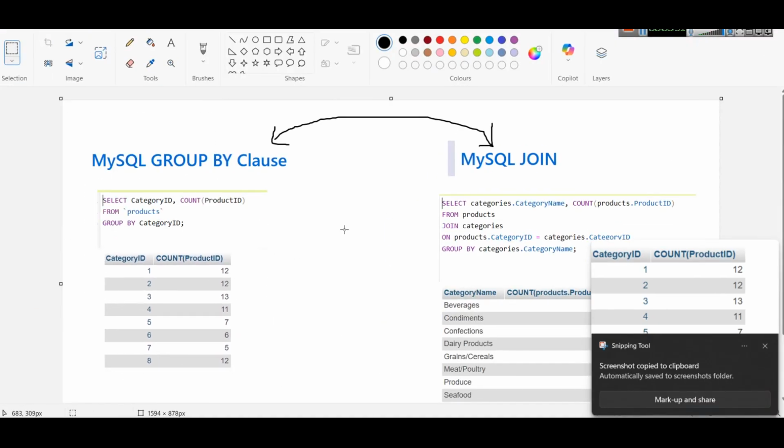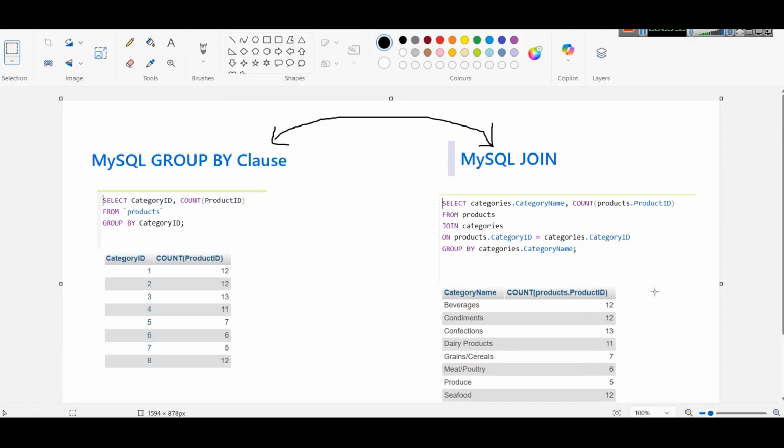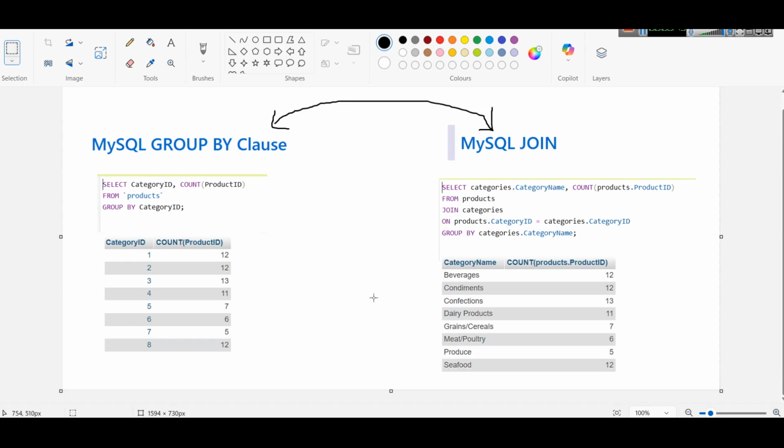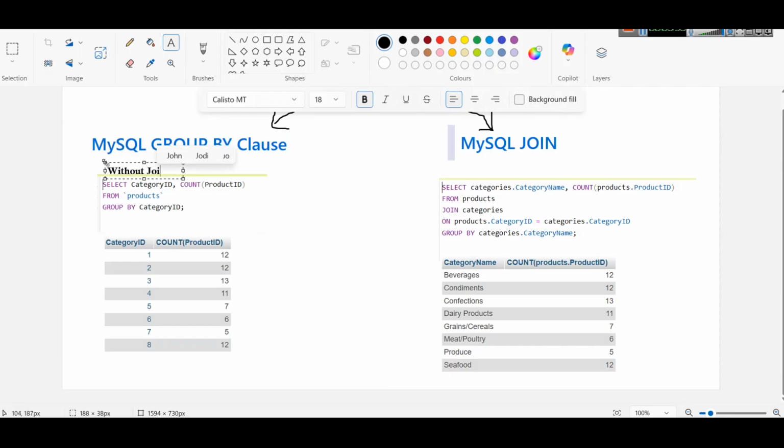So this is the group by clause. This is a simple difference between these two. I will share this screenshot with you guys also. You can look at them separately and then answer. So what is happening here? This is without join, and this is with join. With join you can take the names of both the tables and you can join them.